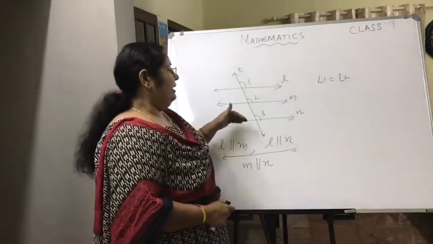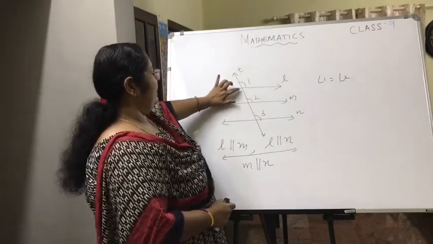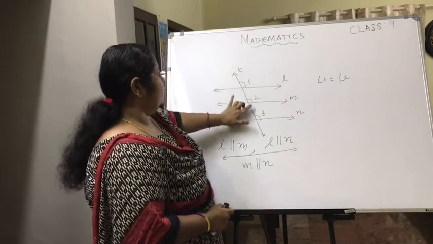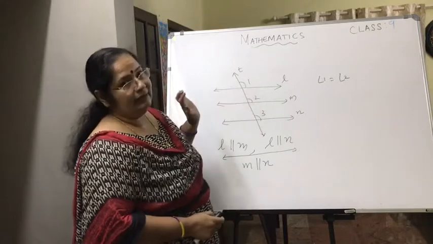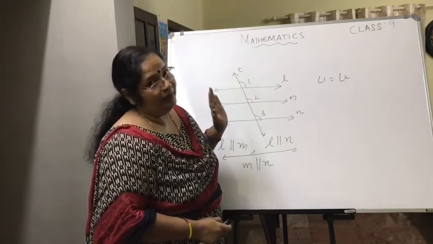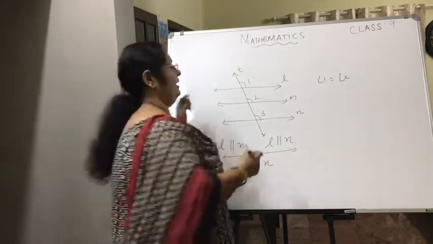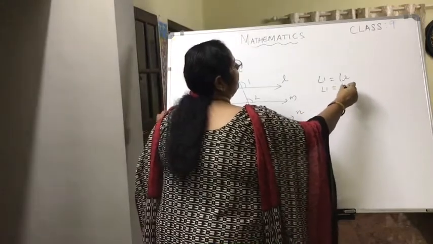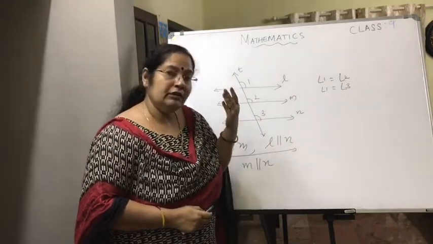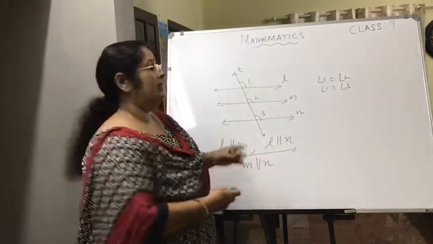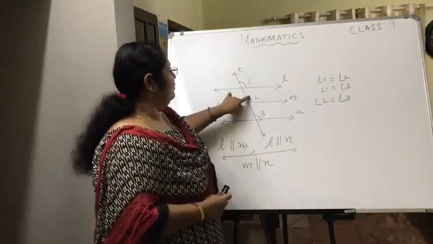Now you take the lines L and N. Forget about the line M. Take the lines L and N cut by the transversal T. What are these angle 1 and angle 3? They also form a pair of corresponding angles. So by the axiom, the corresponding angles also should be equal. So angle 1 is also equal to angle 3. Now you see, angle 1 is equal to angle 2, and angle 1 is also equal to angle 3, which means angle 2 should be equal to angle 3.